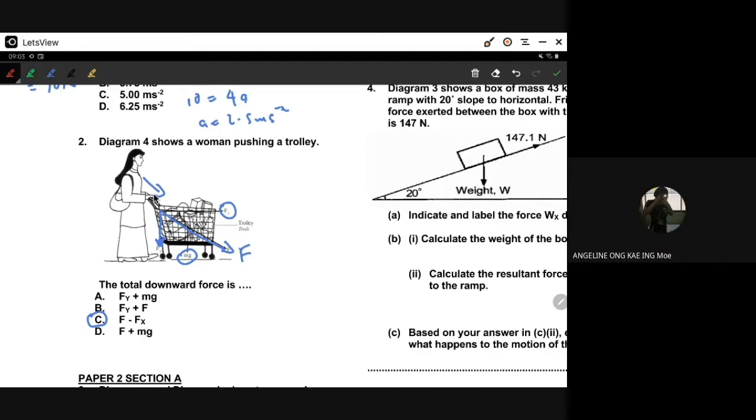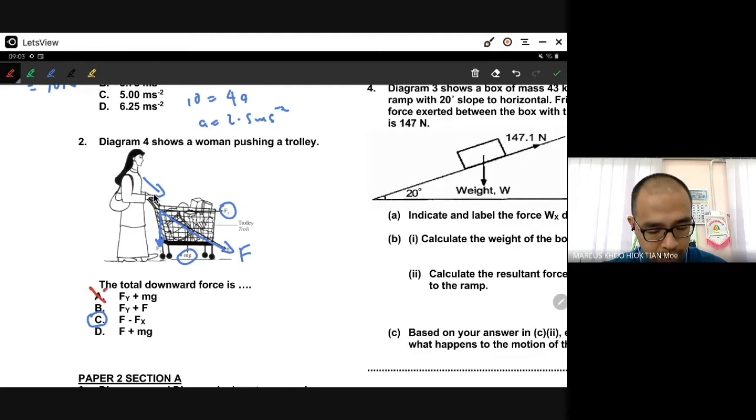A. Yeah, okay. This is the answer, Fy plus mg, because both are in the same direction. Of course, if Fy were upwards, then it would be mg minus Fy. But because both are going the same direction downwards, we add them together. Okay, all right, very good.